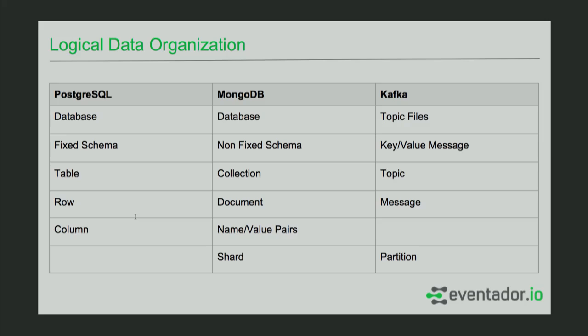And then in terms of core architectural components, MongoDB has a shard, and Kafka's equivalent to that is the partition. And we're going to talk about topics and partitions. So what you really see here is we've got messages, we've got topics, and we've got partitions. And those are the core constructs that we're going to take away.